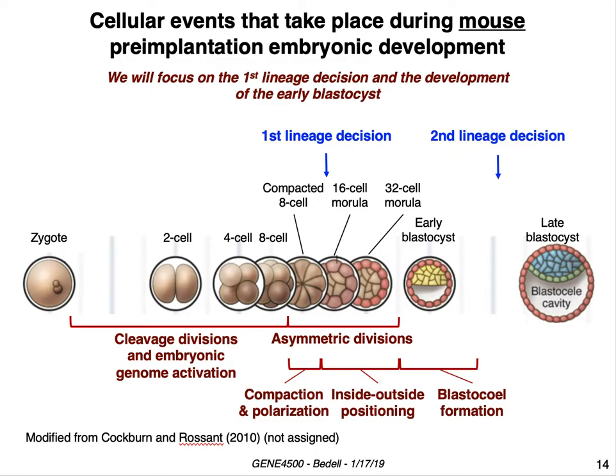Then we get the blastocysts and other things that are taking place. We'll look at just a little bit of them. Things that take place here set up the ability for fluid to be pumped into the interior to form the blastocysts. And again, if you don't form the blastocysts, you don't get the implantation.